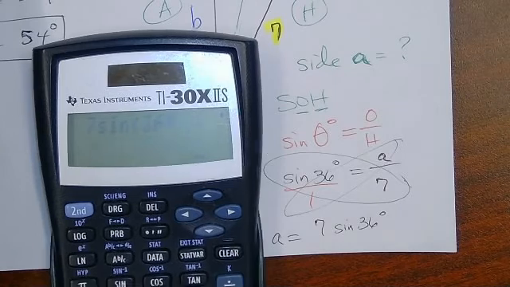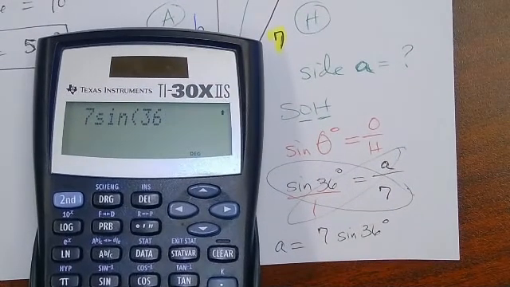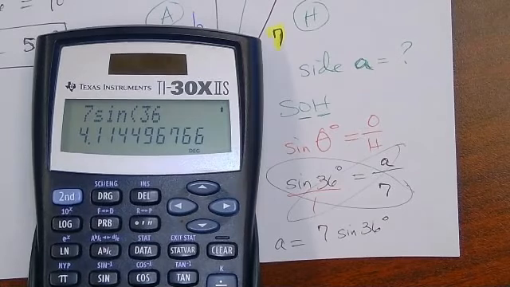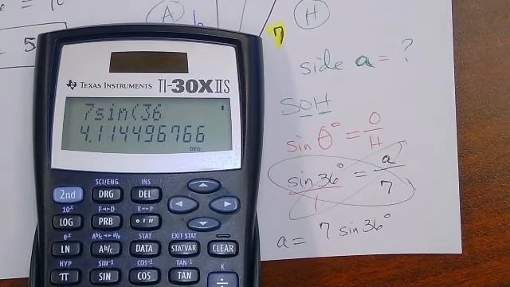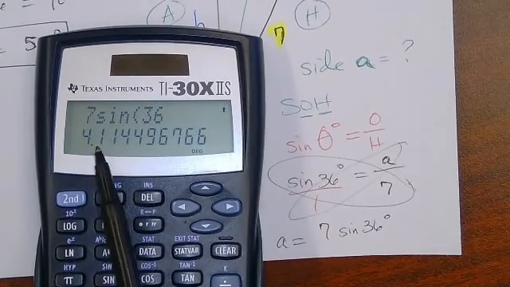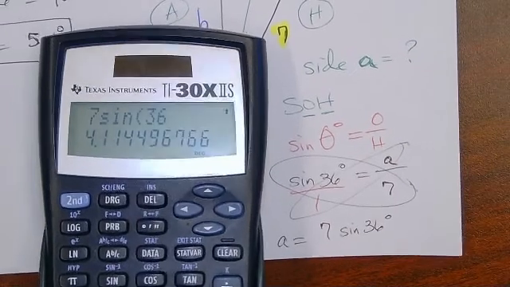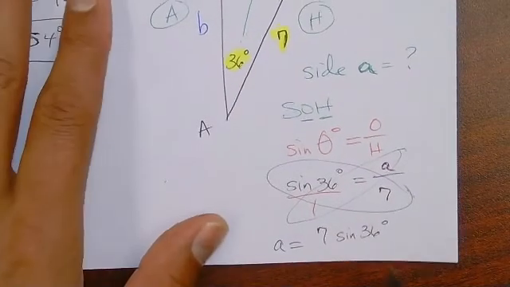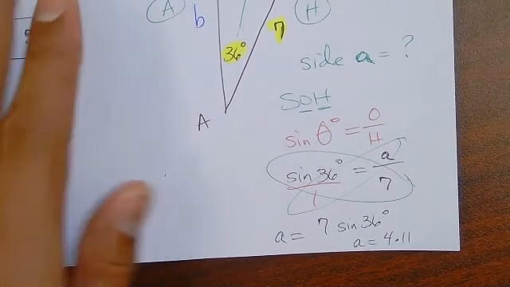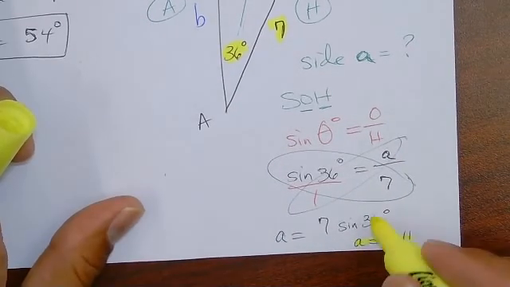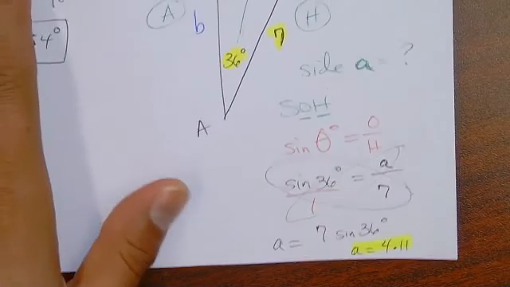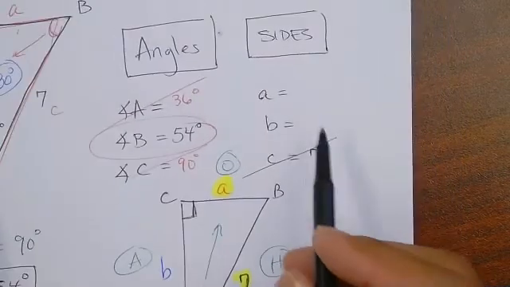All right, put that in your calculator, or let me just do it real quick right here. Make sure you practice that. 7 times sine of 36 is, I get 4.11449. Okay, we'll just round it off, make it look like money, 4.11. All right, that's what side A is. That's how much that side measures, 4.11.